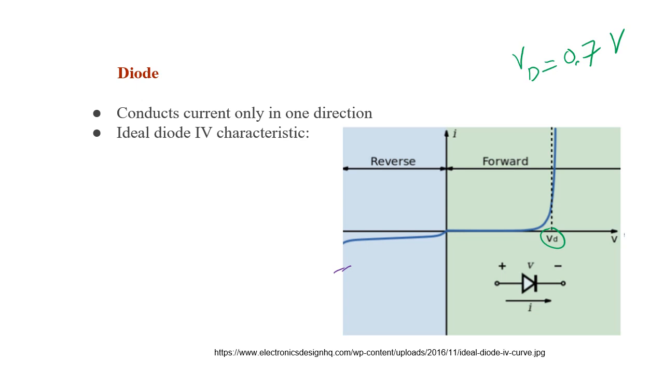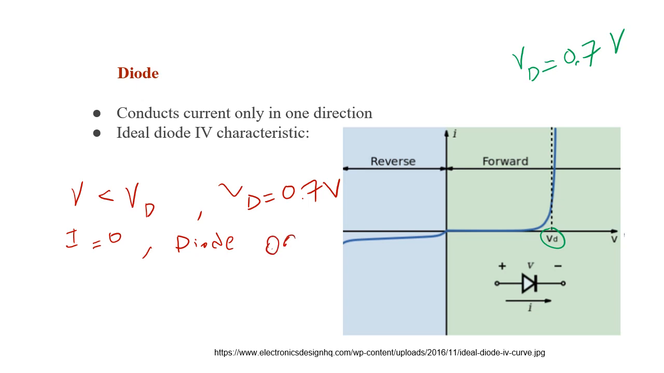When the voltage across the diode is below that, then it will not conduct currents, meaning the current going through it is equal to 0, so it will act like an open circuit. So we could say that when the voltage across a diode is less than VD, and we know that VD is equal to 0.7 volts for a regular diode, that means I is equal to 0, or you can say that the diode acts as an open circuit, OC.